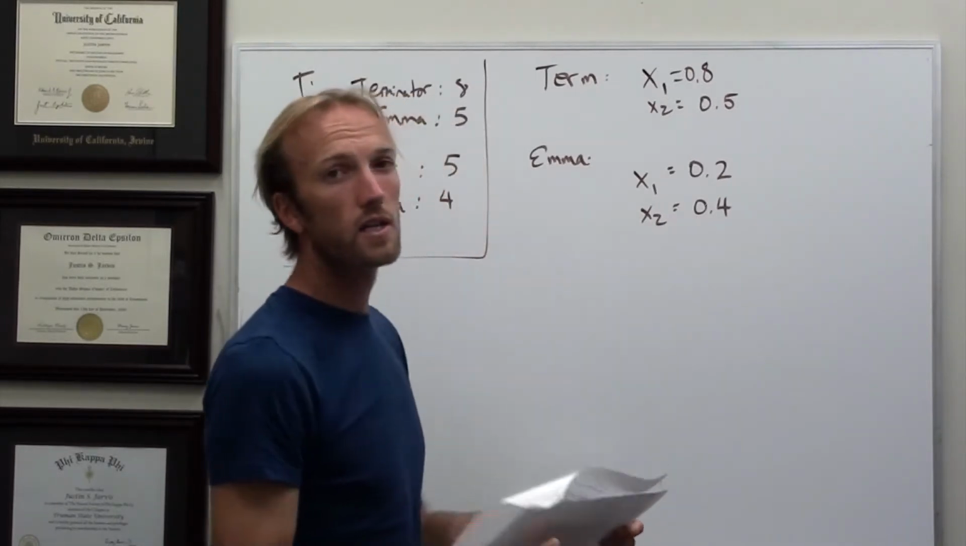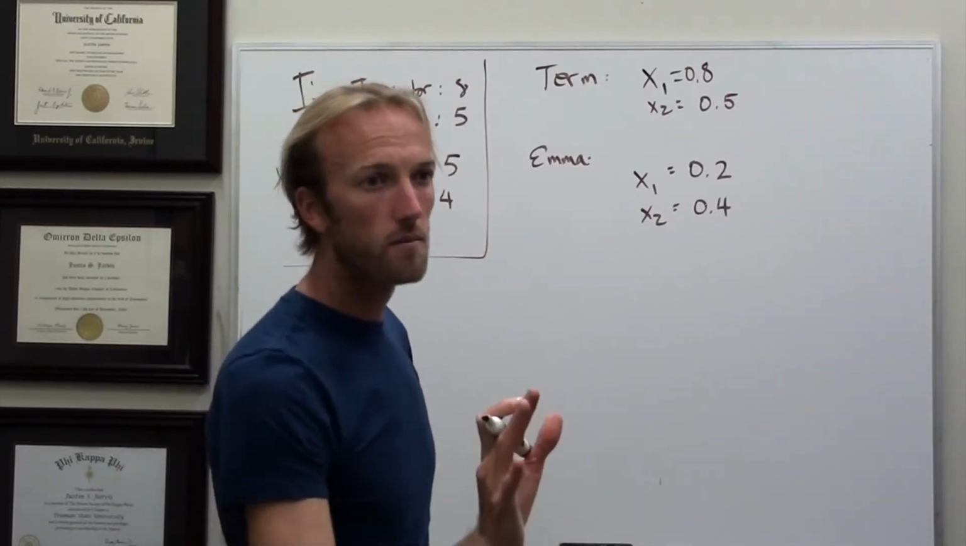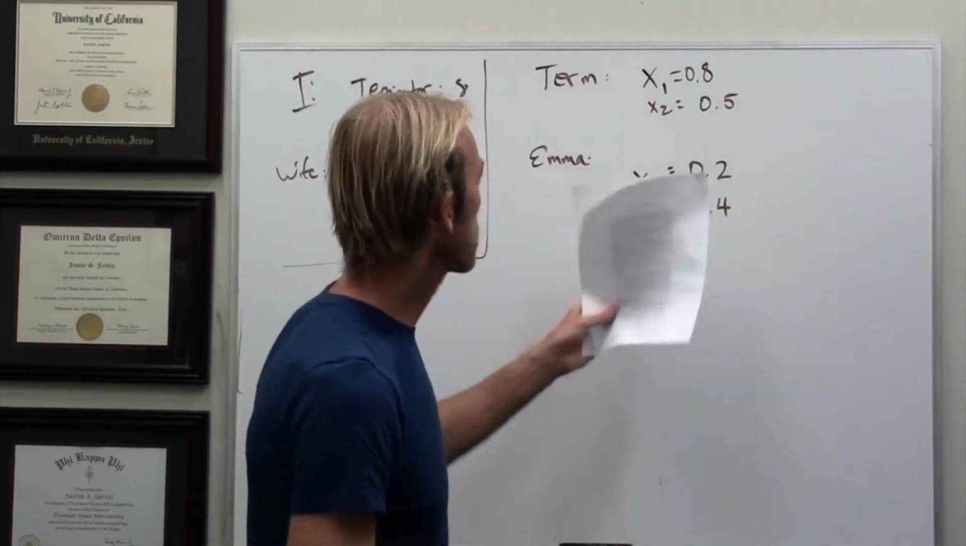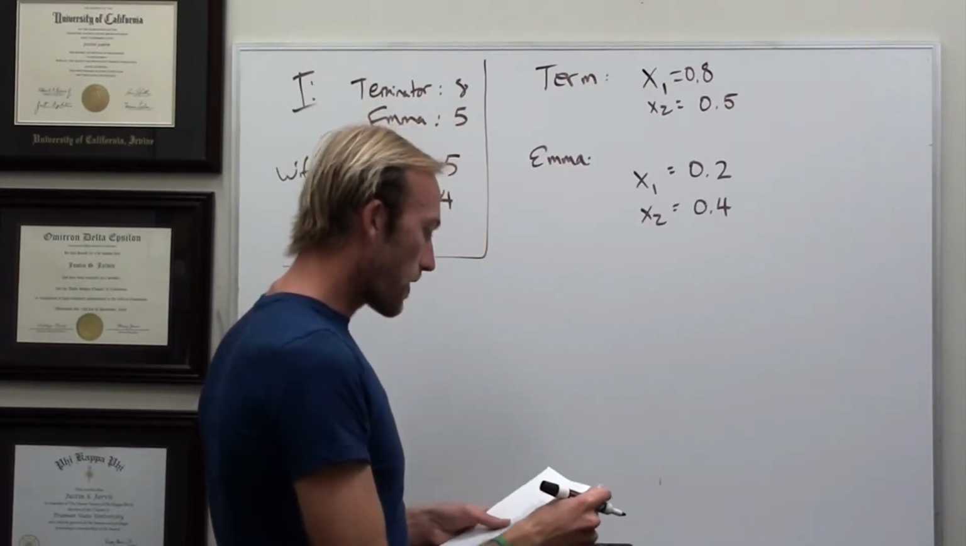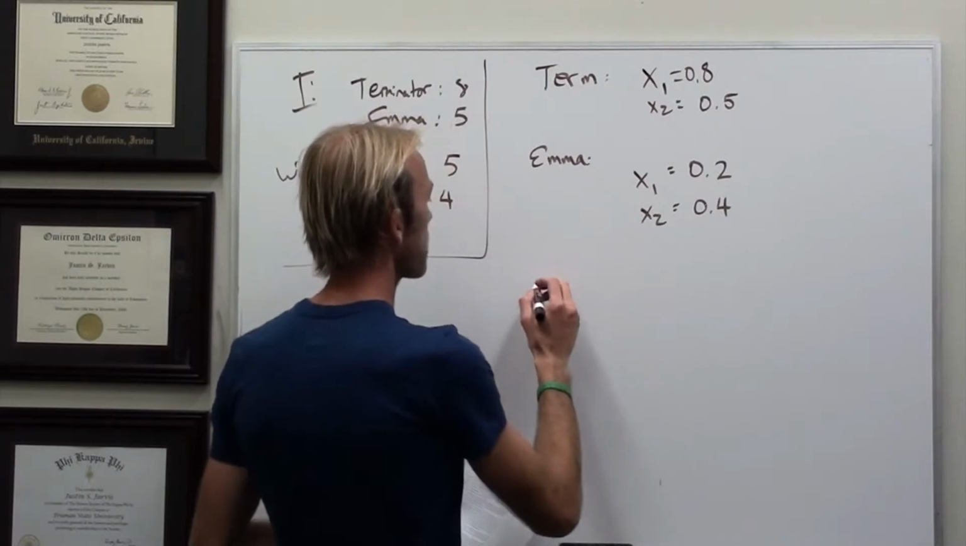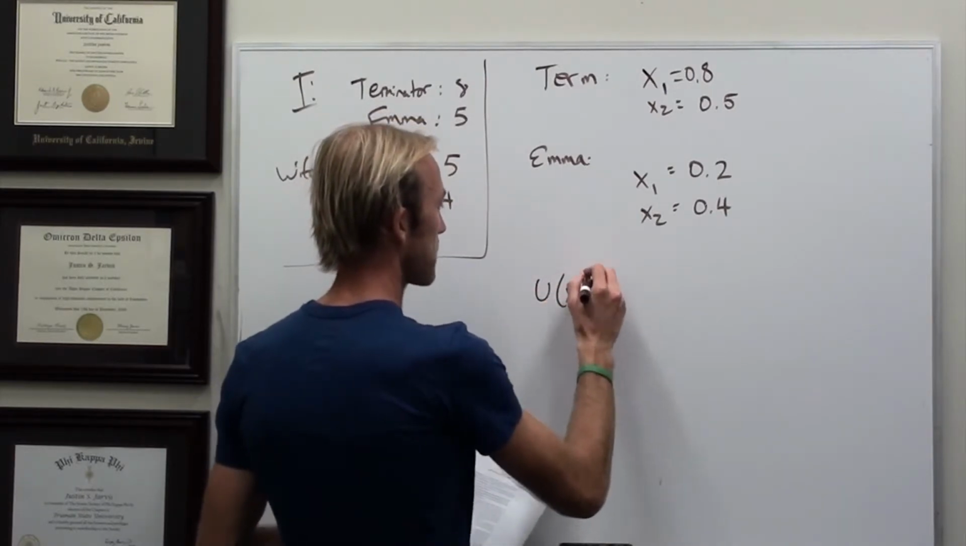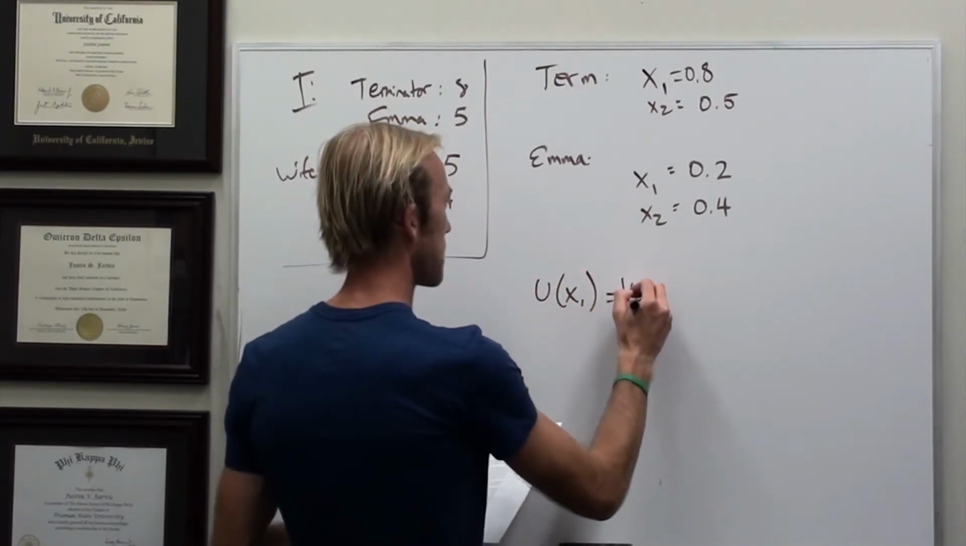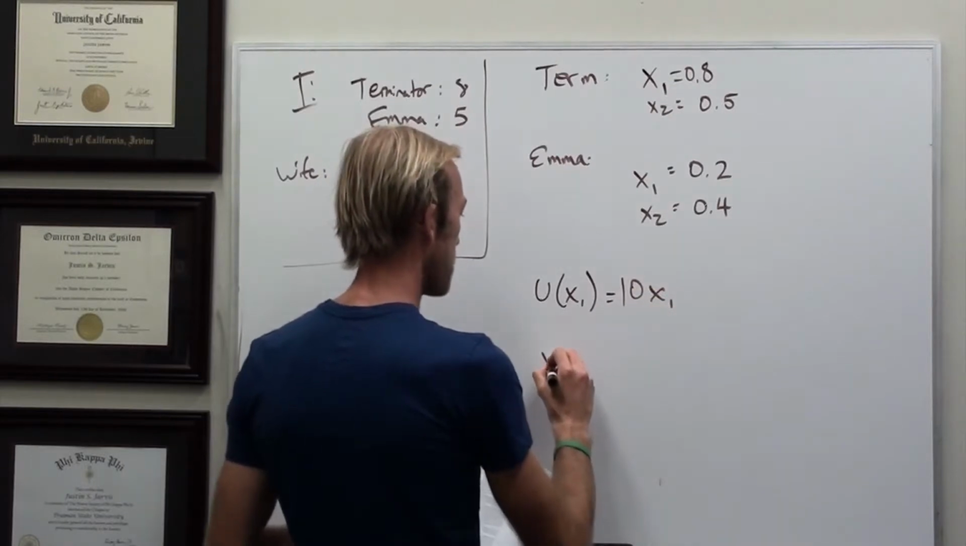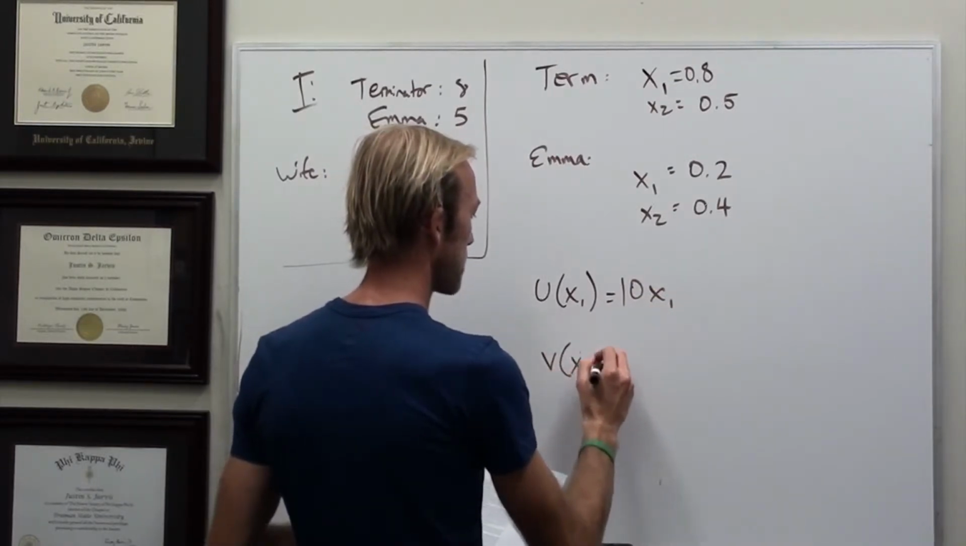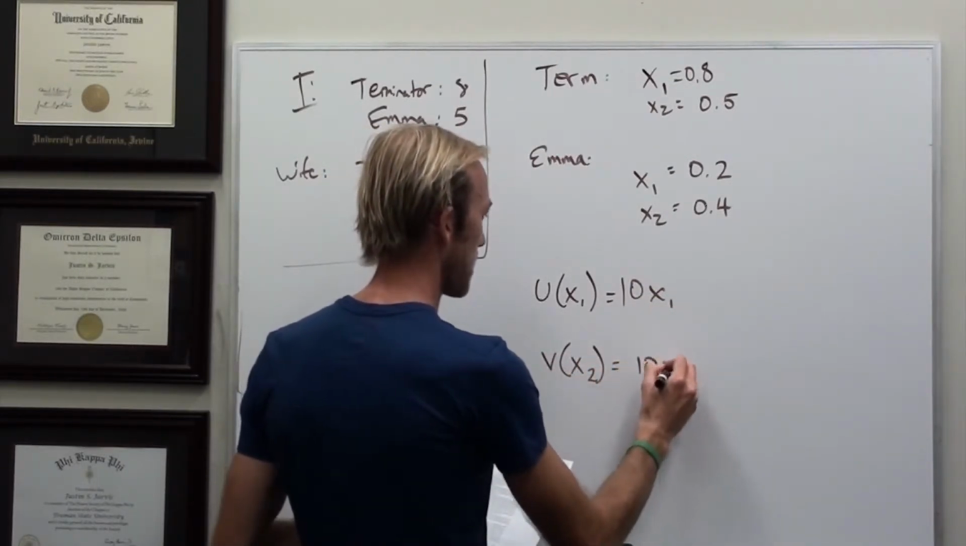Okay, so now we're trying to put a little bit more mathematical on this ranking. Okay, so consider that I have a utility function that looks like this. Utility of x1 equals 10x1. And my wife has a utility function that looks like this. V of x2 is equal to 10x2.